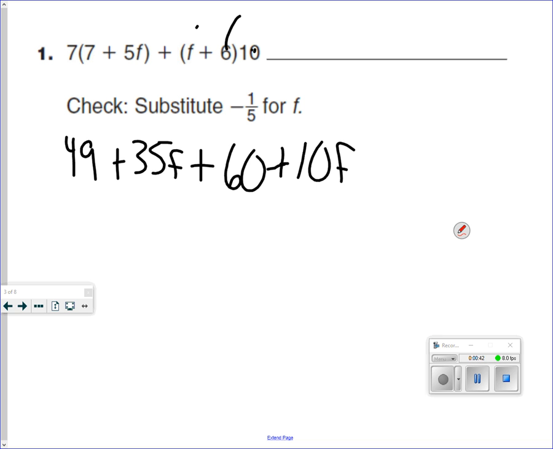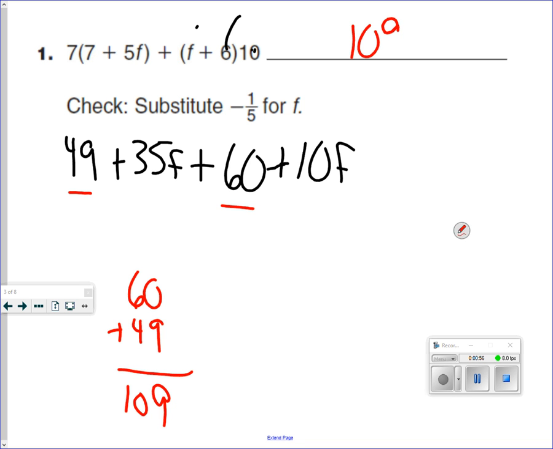I can add the 49 and the 60 together. I probably could do this mentally, but I'm just going to show my work anyways. 9 plus 0 is 9. 4 plus 6 is 10, so I have 109. Plus 35f plus 10f is 45f. Okay, we'll be spending a little more time today substituting the negative 1/5 in for f, but right now I just want to know if you can take the distributive property and find like terms.